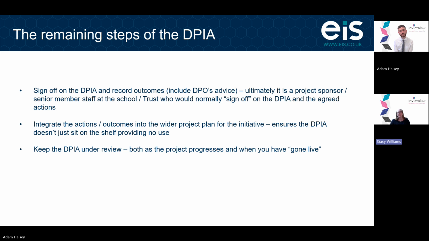Also, ensure that the DPIA doesn't just get completed and then put on a shelf, put to no use. So integrate the actions and outcomes that have been identified in that DPIA into your wider project plan for the initiative. And again, not just leaving the DPIA to sit on a shelf, keep it under review as the project progresses, because something might not turn out the way you thought it was going to at the beginning. And also once you've gone live, if there have been any changes, and then ongoing after going live, if you need to provide further personal data than what was first specified, then keep that DPIA under review and send it to me and Adam as your DPO to review.